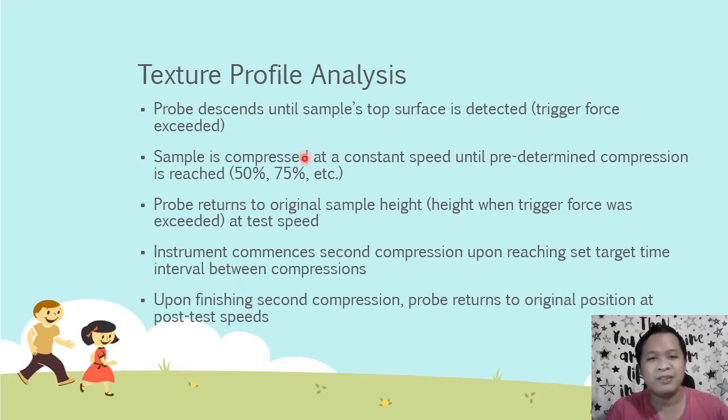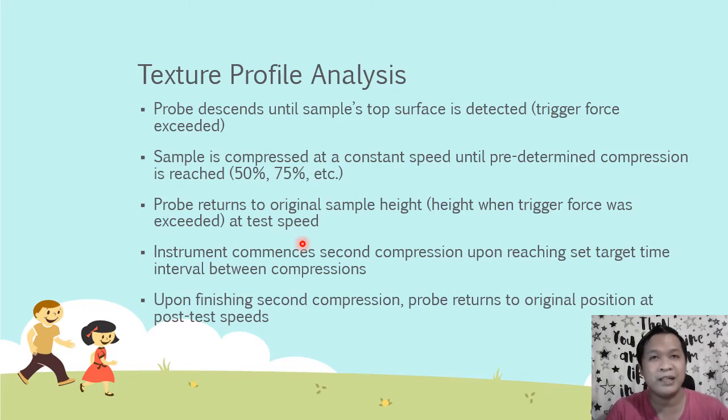So let's say for 50% compression, and then the probe will go up to its original height, okay, which is the height when trigger force was exceeded at whatever the predetermined test speed was, okay. So yun naman yung parang pag after mong umaya, yung aangat uli, yung bubukas uli yung bunganga mo, okay. And then there was a second compression na nagaganap. So definitely between the first and second chews, marami kang data na makukuha doon, no?